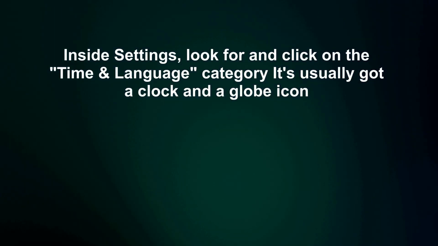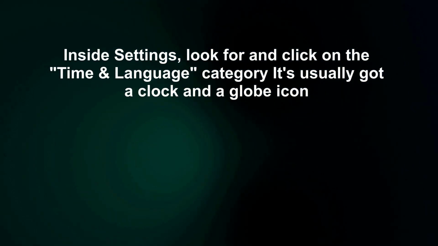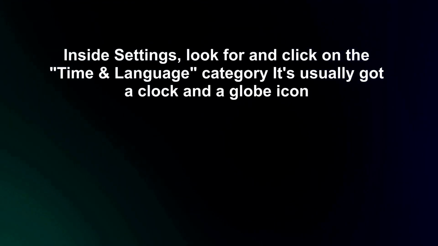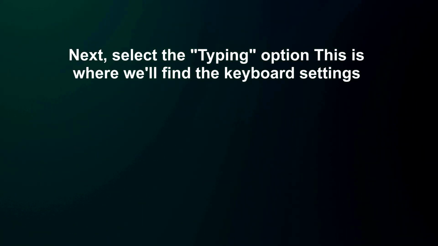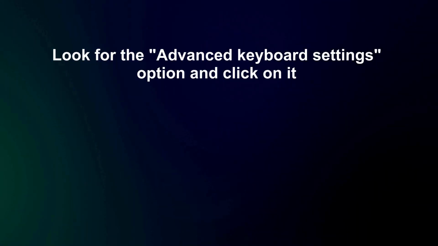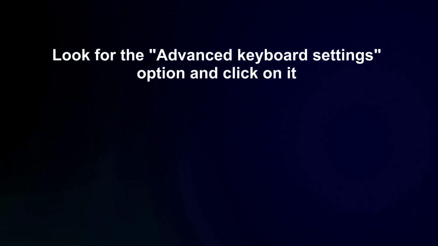Inside Settings, look for and click on the Time and Language category. It's usually got a clock and a globe icon. Next, select the Typing option. This is where we'll find the keyboard settings. Look for the Advanced Keyboard Settings option and click on it.